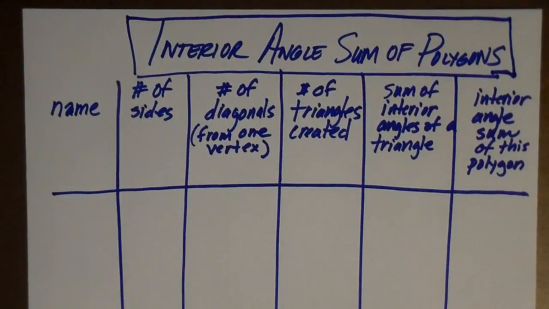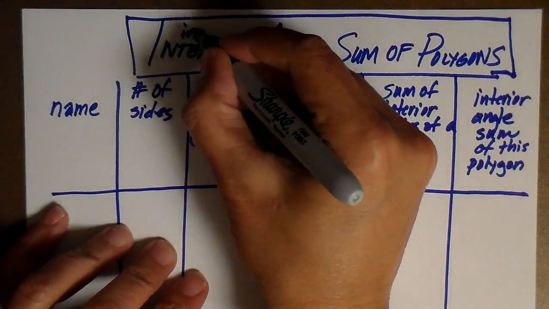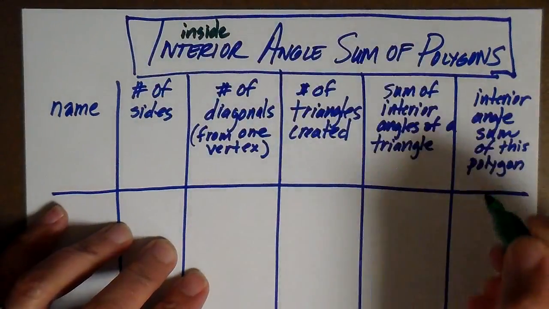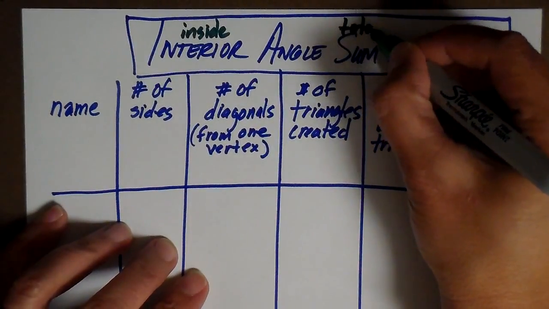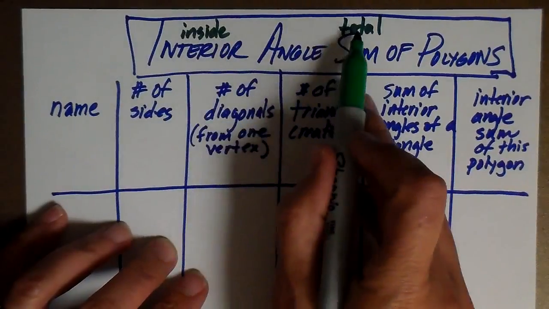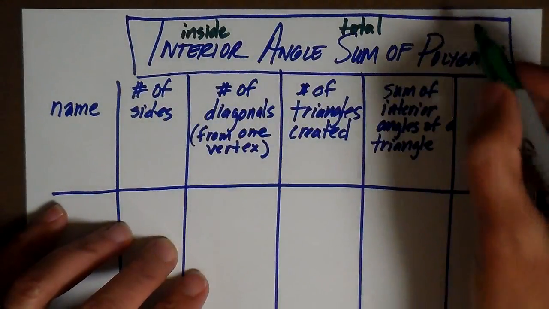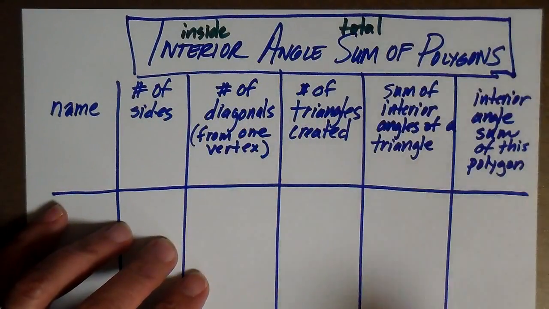All right, in this video, we're going to look at the interior angle sums of a polygon. Now, when we want to look at the interior angle sum of a polygon, every polygon has interior angles and exterior angles, and we'll talk about exterior angles in a different video. So we're going to talk about interior. And what does interior mean? That means inside. And what is sum? That means total. And so we're talking about the total of all the angles inside a particular polygon, okay?